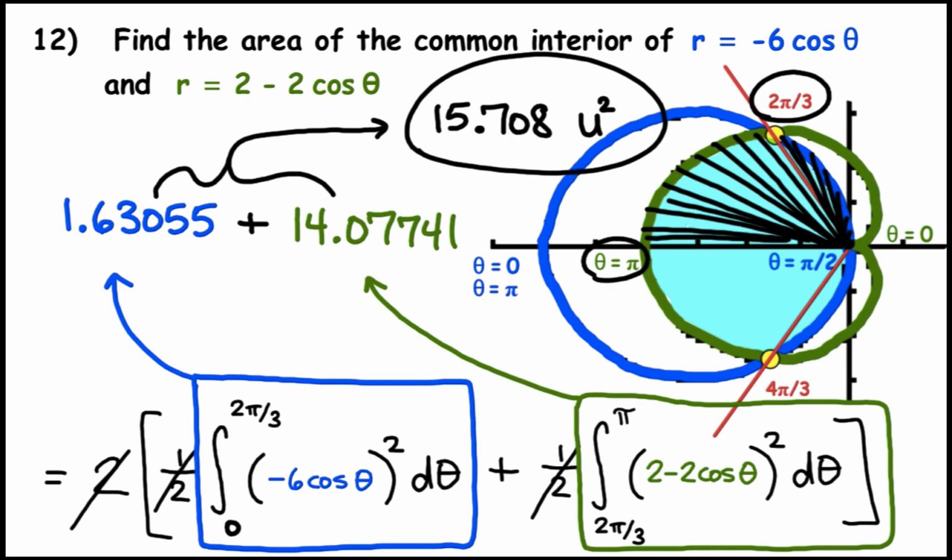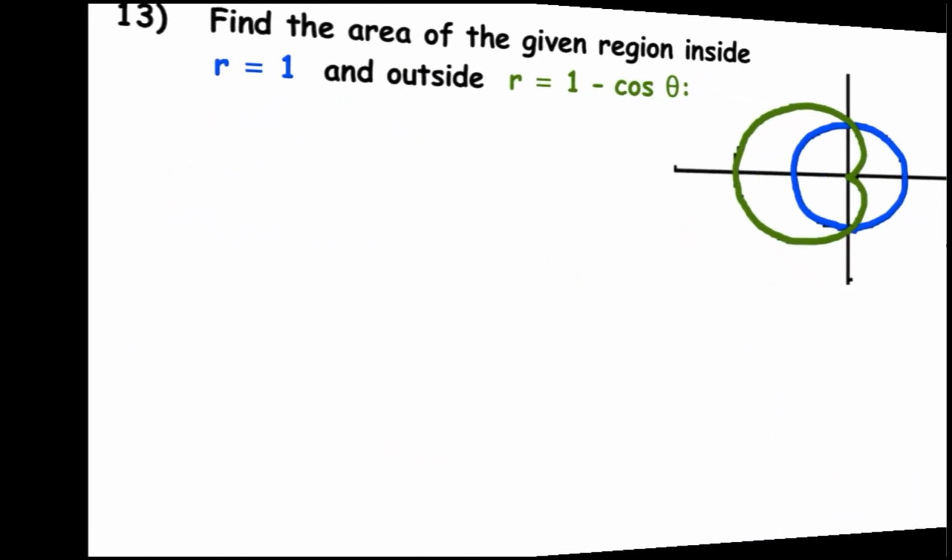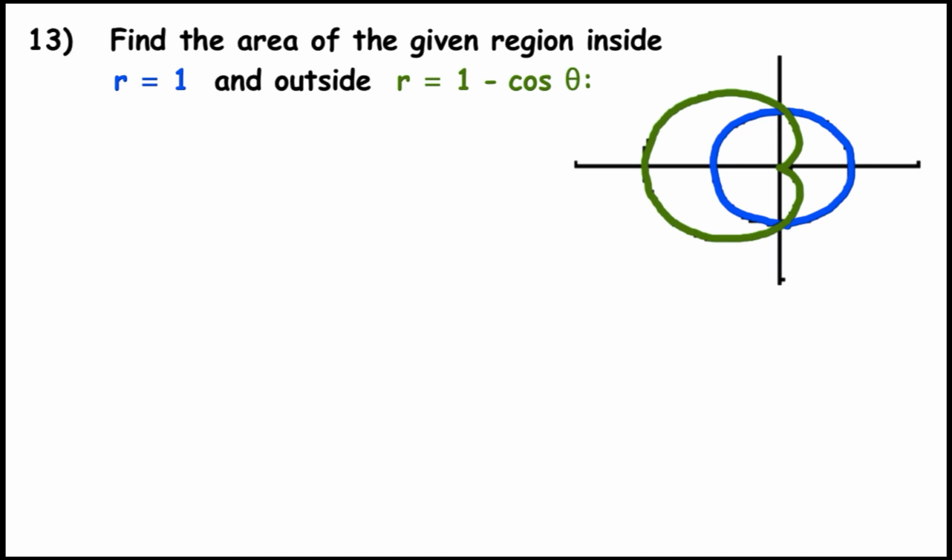All right, finally, the last one, number 13. It says, find the area of the given region inside the blue circle, but outside the green cardioid.